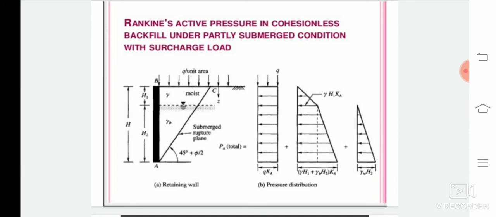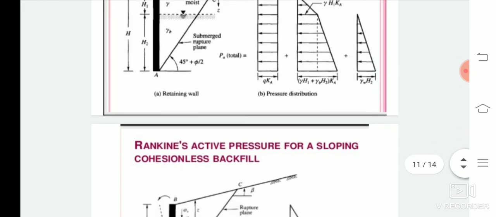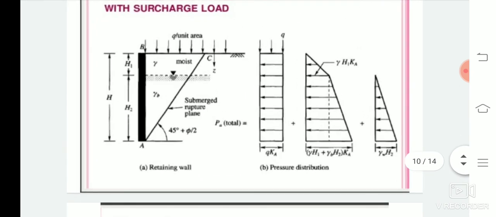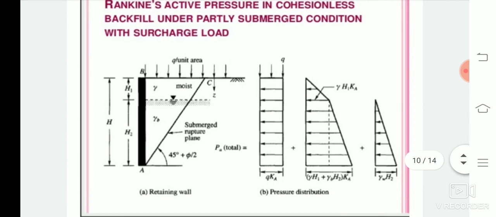And as there is a surcharge which is uniform, this uniform intensity of surcharge is known as q, which acts at an equal or uniform increment until the total height of the retaining wall is achieved. So the lateral pressure in this case may be found for the uniform surcharge. It will be K into q.